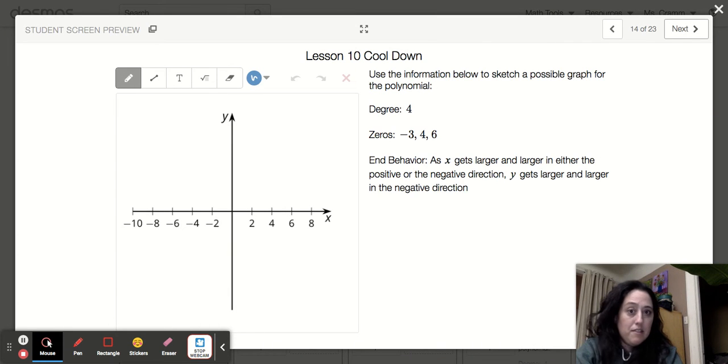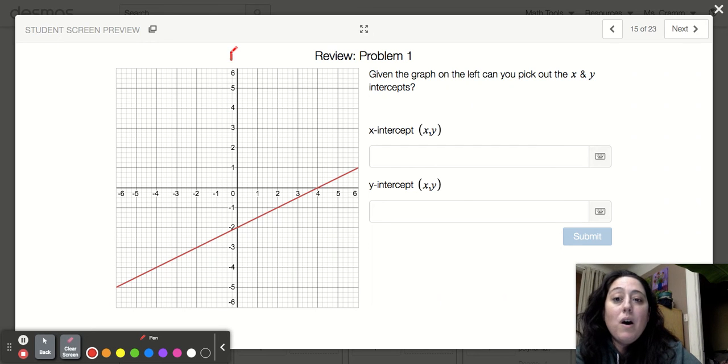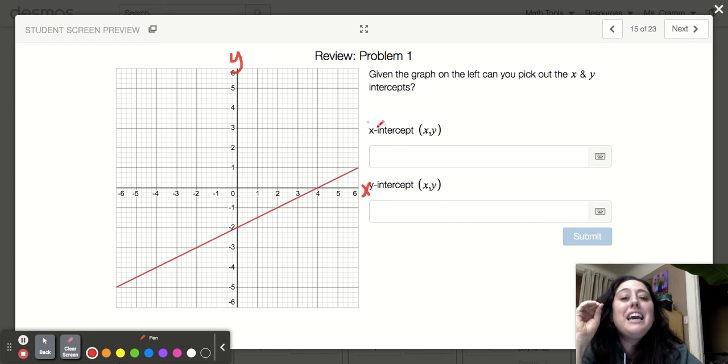But I did on 15 and 16. Okay. Oh, so given the graph on the left, can you pick out the x and y intercepts? Great question. All right, so this is the y-axis, right? And this is the x-axis. Let's start there. All right, the x-intercept is just where it crosses the x-axis.